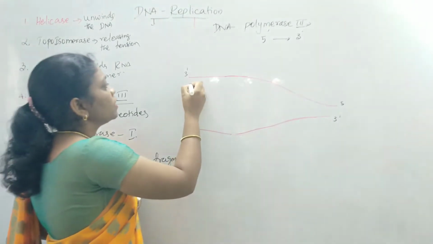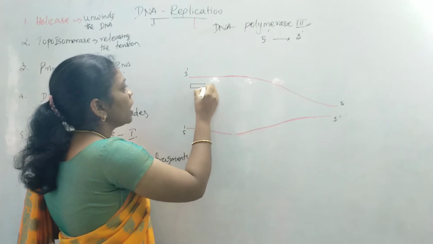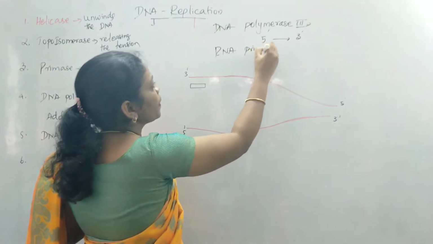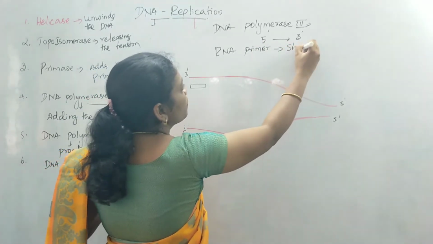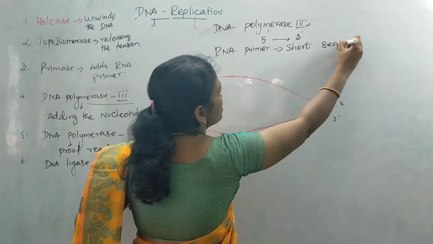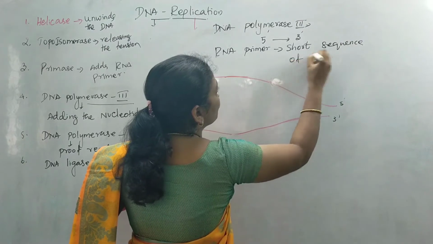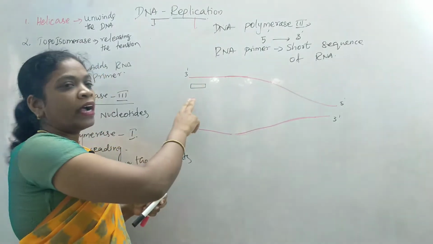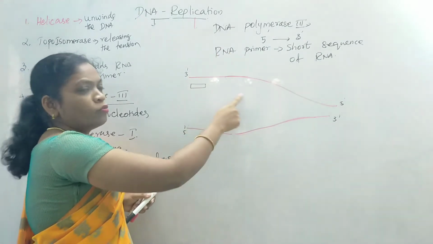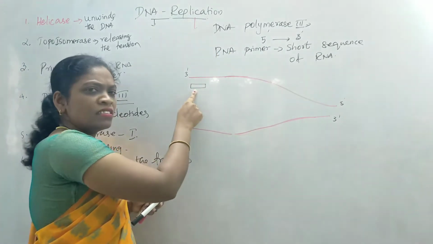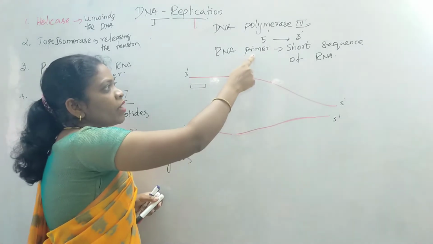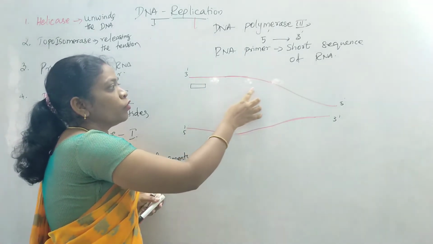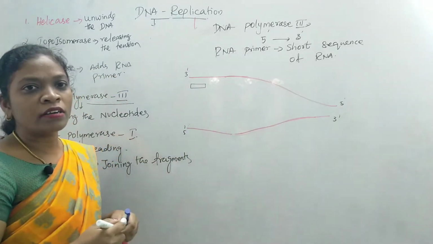Primase will add the RNA primer. The RNA primer is a short sequence of RNA. DNA polymerase 3 cannot synthesize the new strand on its own. Instead, it needs the assistance of a short sequence of RNA known as the RNA primer. With the help of the RNA primer, it can add nucleotides to the newly synthesized daughter strand.